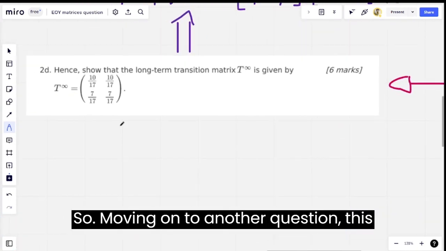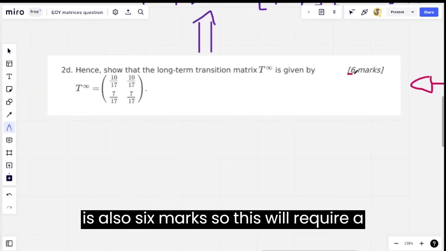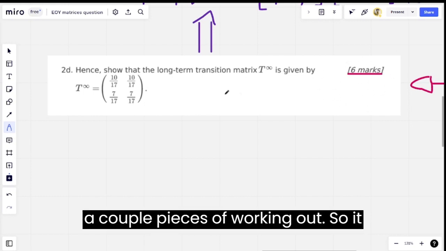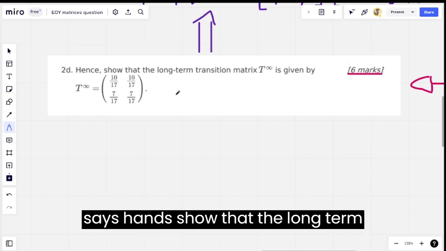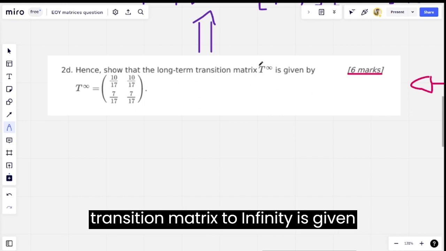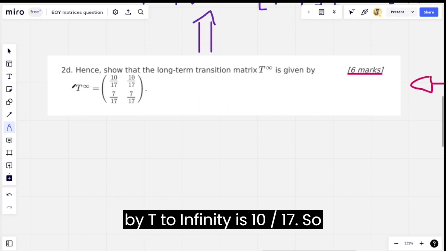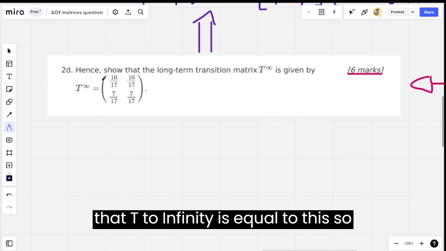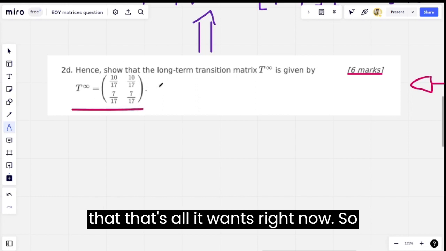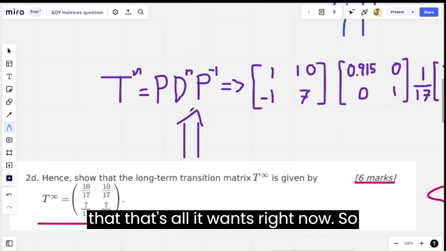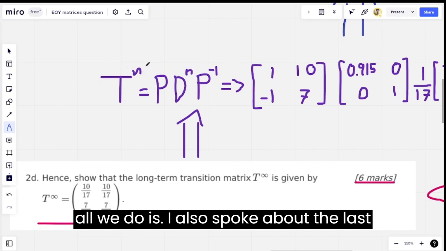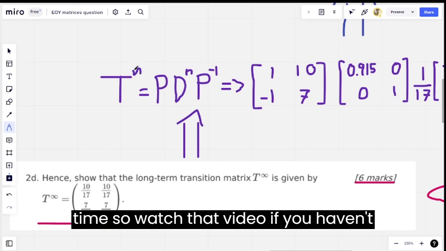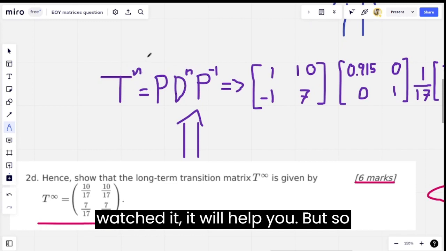So moving on to another question. This is also 6 marks, so this will require a couple pieces of working out. It says, hence show that the long-term transition matrix t to infinity is given by t to infinity is 10 over 17. So basically he's just asking, prove that t to infinity is equal to this. So that's all it wants right now. I also spoke about the n last time, so watch that video if you haven't watched it. It will help you.